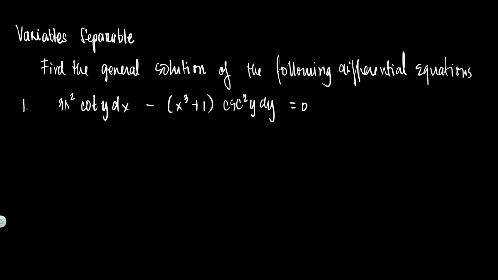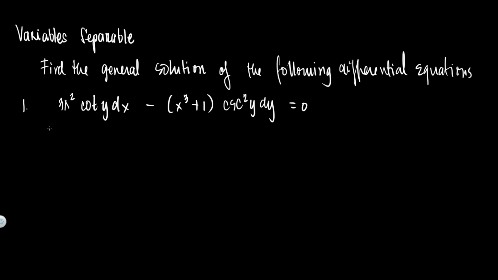Okay, welcome back. Our topic is about variables separable. Find the general solution of the following differential equations. Number 1: 3x squared cotangent y dx minus quantity x cubed plus 1 times cosecant squared y dy equals 0.